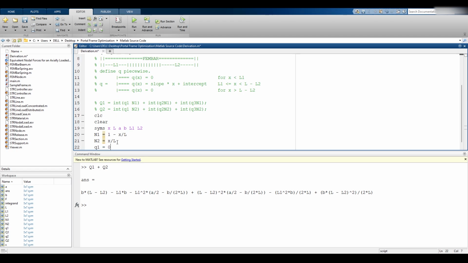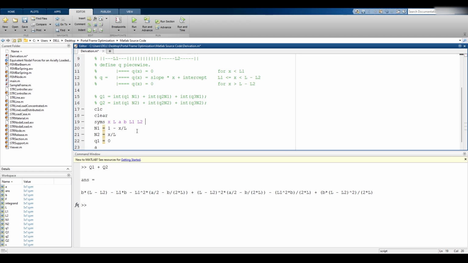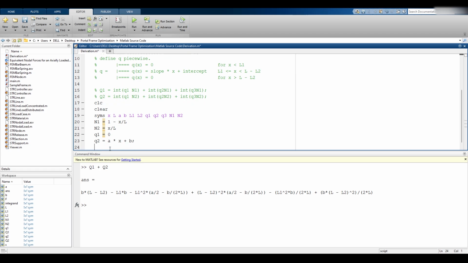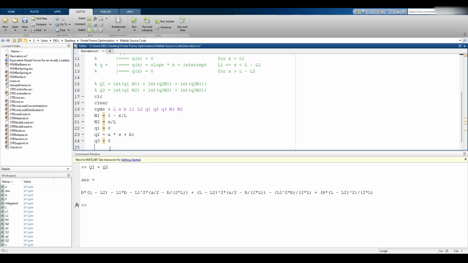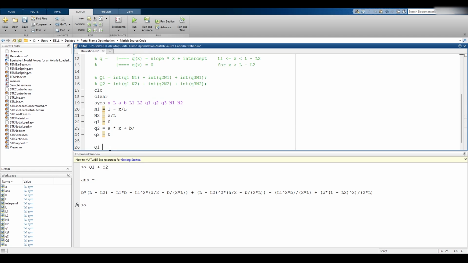Q1 equals 0, that's loaded the first thing. Q1 is a symbolic expression, Q2 is a symbolic expression, Q3 is a symbolic expression, N1 and N2 are symbolic expressions. So here Q1 is 0, Q2 equals A multiplied by X plus B, so slope times X plus intercept, and Q3 equals 0, okay? Now look at this. I will go find Q1, which is going to be an equation, which I should declare in the symbolic math, Q1 and Q2. Q1 equals the integration. This is symbolic integration.